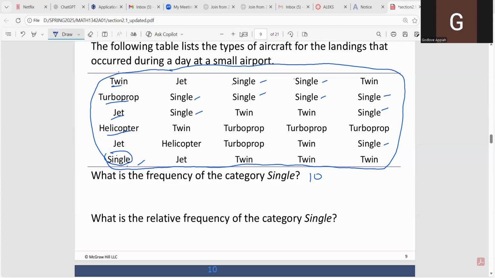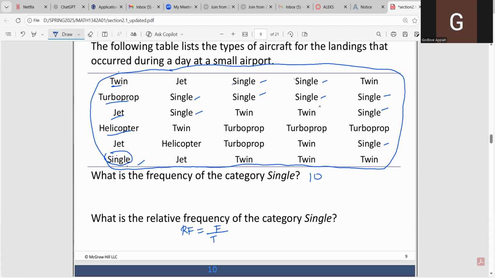All right. So let's go ahead and check that out. The first thing you would do here is to come up with the sum of all frequencies. In other words, you want to find the total frequency because relative frequency, RF, is equal to the frequency divided by the total frequency. So we already know the frequency of the category single. All we need to come up with is the total frequency, right? So that's what we need.